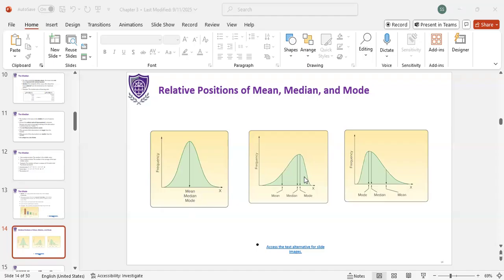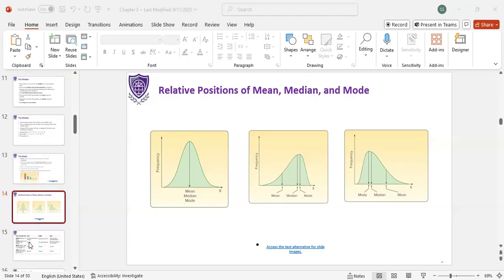For the left skewed, mode is like the biggest number and mean is the lowest and median is in between, because you have more extreme values on the left side. And then for the right skewed distribution, you will see the mean is bigger because again, more extreme values are on the right side, and mode would be the smallest one.